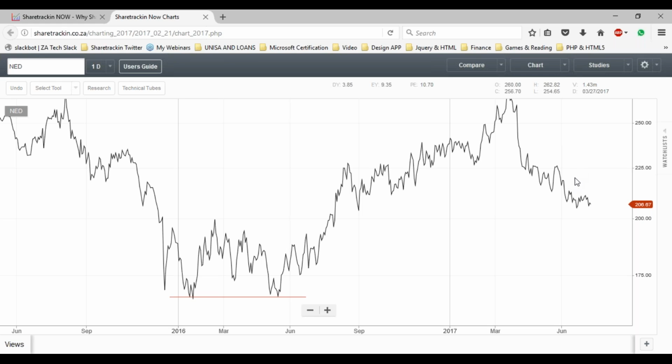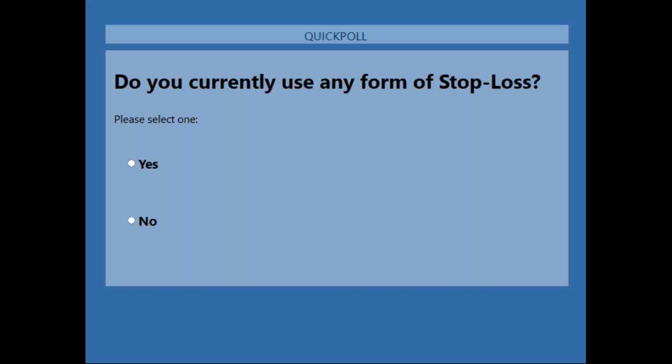Now, I've got a little poll that I want to run to see which of you are currently using any form of a stop loss. You'll see on your screen, you can answer the question. It's always great to see how many people are using it and how many are not. So it's great to get your feedback. The question is, do you currently use any form of a stop loss? You can just answer that. We've got a few more seconds before I show you the results.